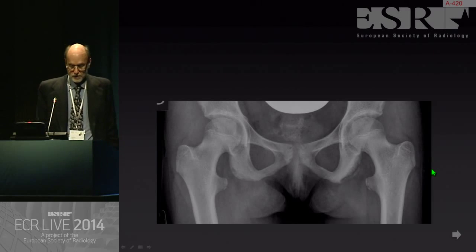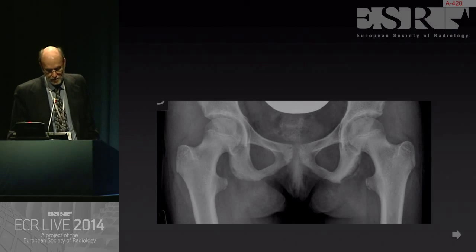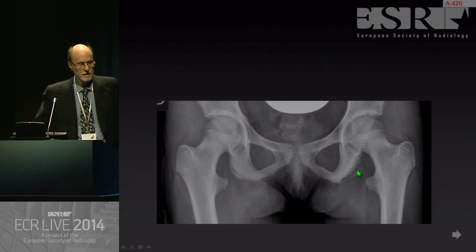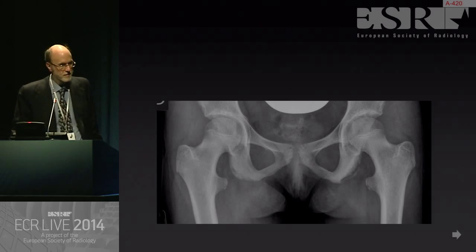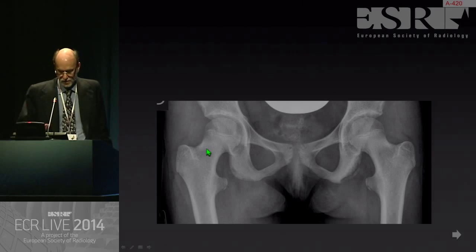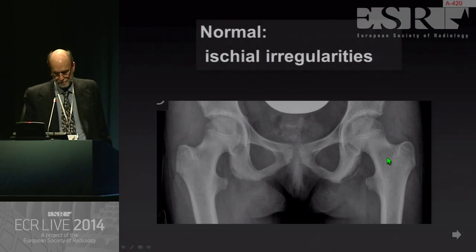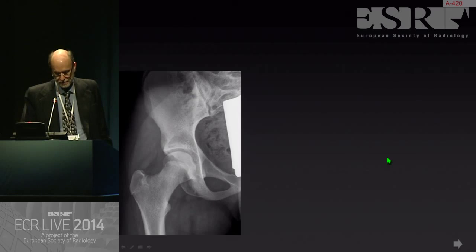Well, other areas of irregularity, which are quite common, are the ischial tuberosities. Here we have an example of a child with pain at the right inguinal area. If the pain had been on the left, we would have dealt with some problems in diagnosis, and perhaps further investigation would have been needed. But because this is a little bit funny looking, but the pain was here, the child was left alone, and no further investigation was needed. So there are normal ischial irregularities.